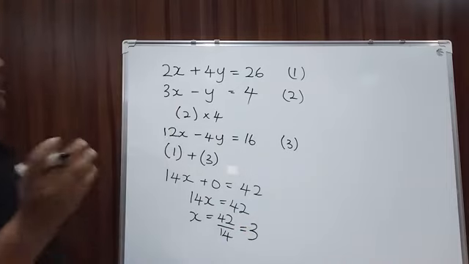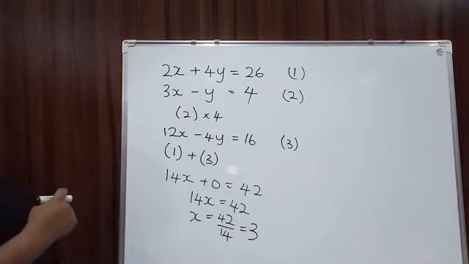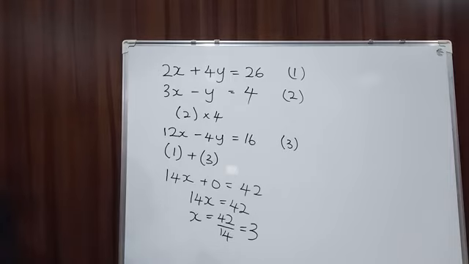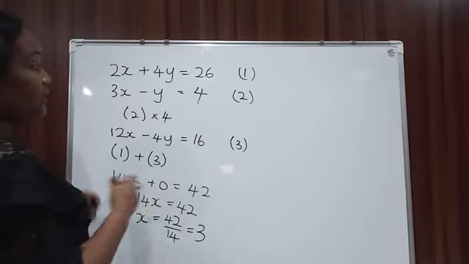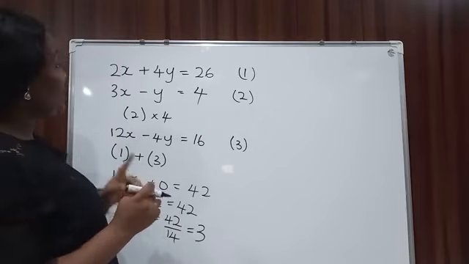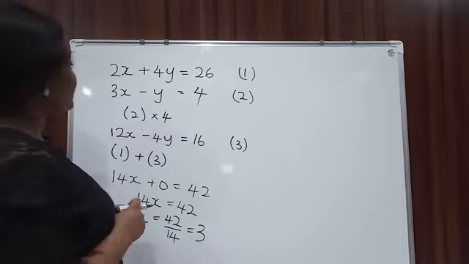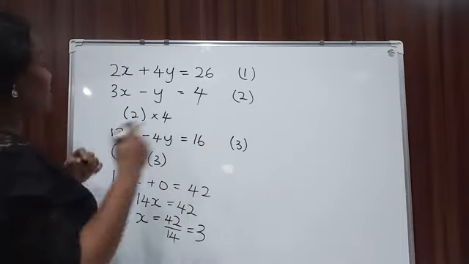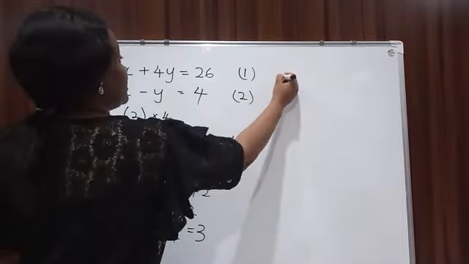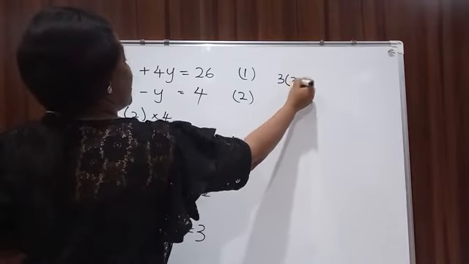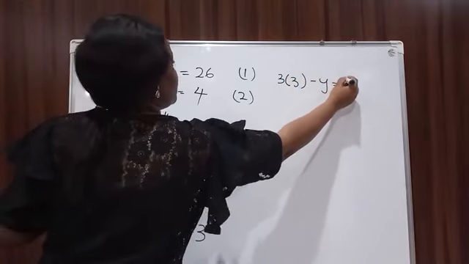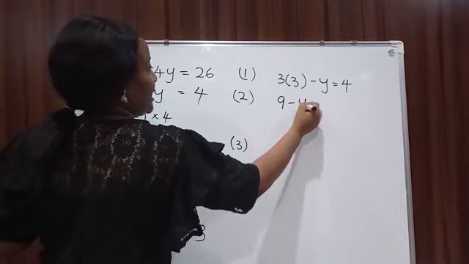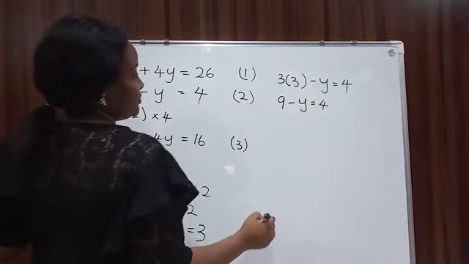So now our x is 3. We'll have to put it back into the equation and get our y. So we now substitute x equals 3 to get our y. This is equation 2. We have 3 brackets 3 minus y equals 4. So you have 9 minus y equals 4.